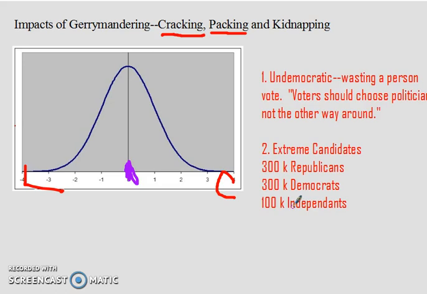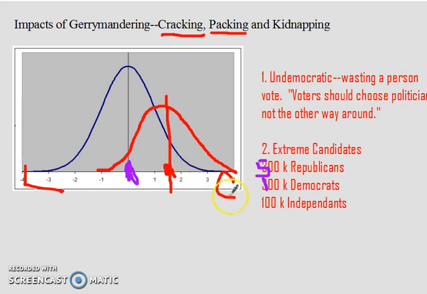However, if I redraw that district, and I make it 500,000 Republicans, and only 100,000 Democrats and 100,000 independents, well, standing here in the middle doesn't make a whole lot of sense anymore because hardly anybody's over here. Almost everybody in my district starts to look very different. The average person starts to look like a bell curve like this, where the average person is way over here.